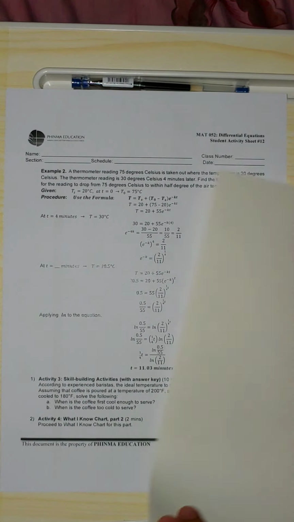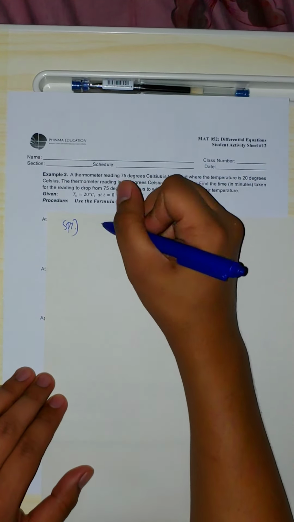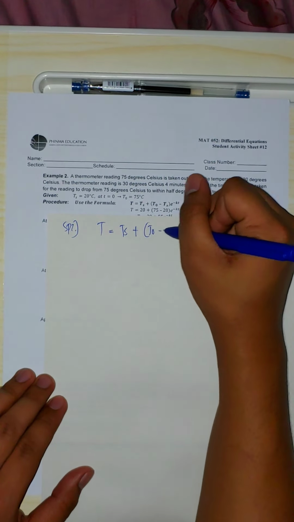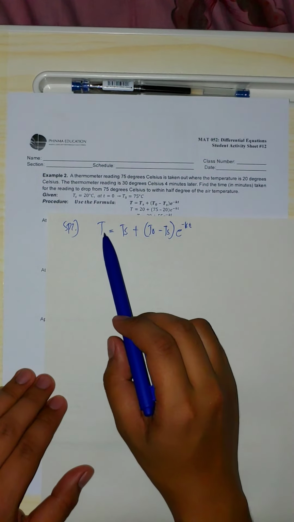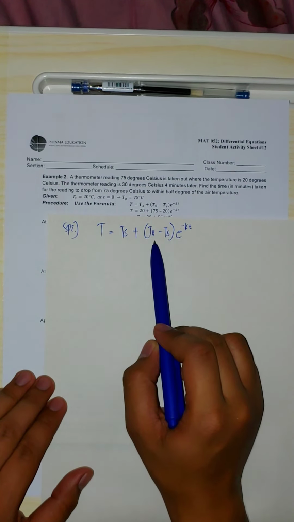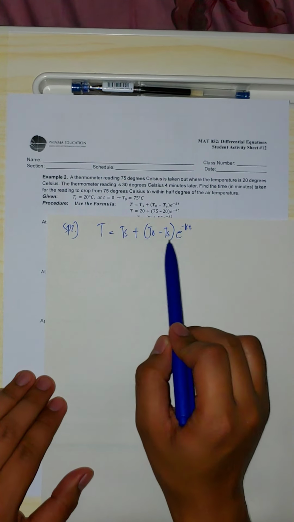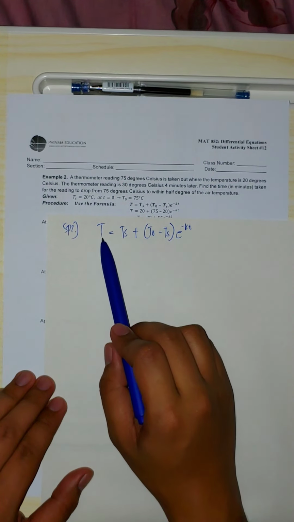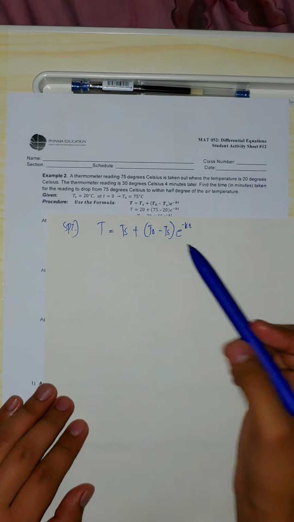Okay. So the same formula applies. We use T is equal to Ts plus (To minus Ts) e to the negative kt. It is important that you know and understand what T, Ts, and To are. To is the initial temperature of the object. Ts is the temperature of the surroundings, where it is placed. And T is its final temperature at a certain time t. K is the constant.